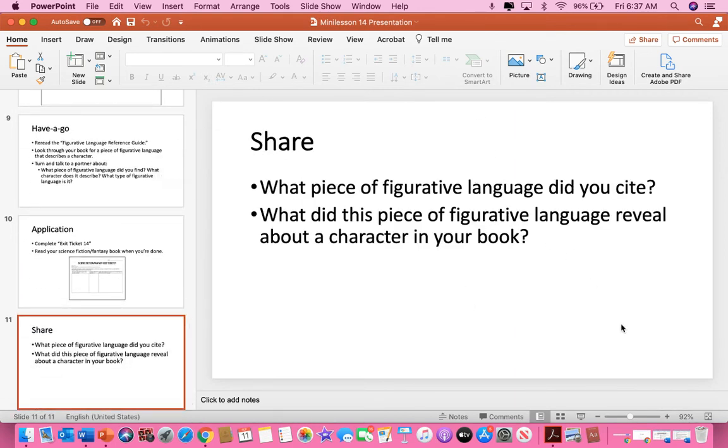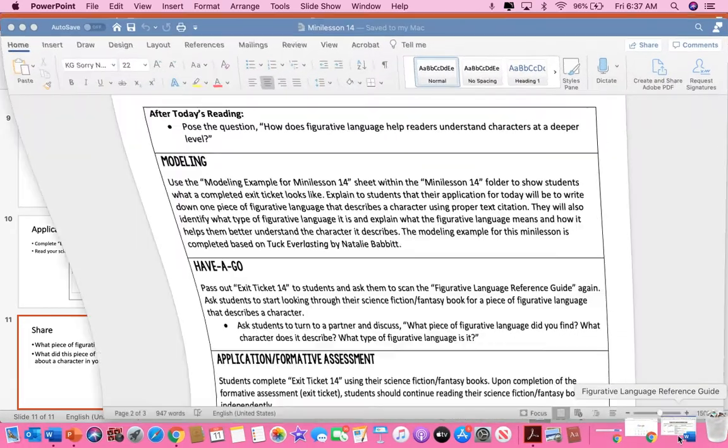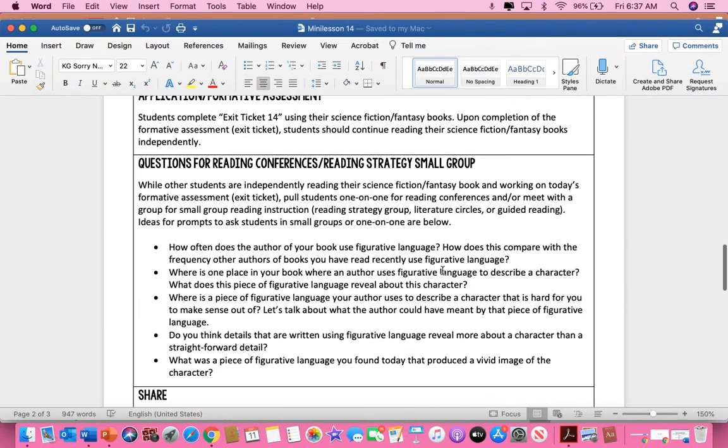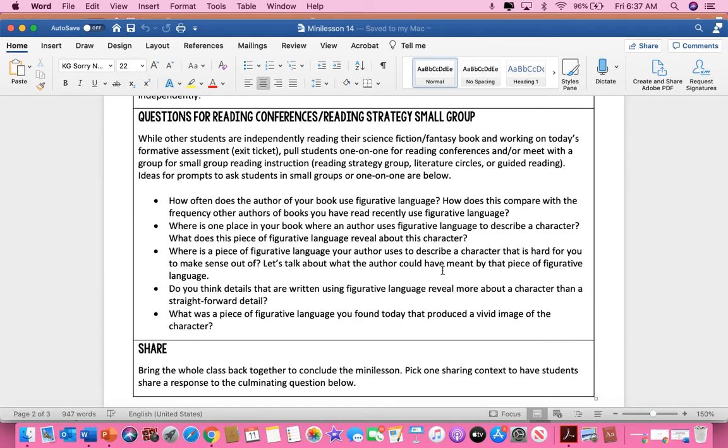One other thing I wanted to point out to you that is included would be the questions for reading conferences or reading strategy small groups. So if you do one-on-one reading conferences with students or you do reading strategy small groups or guided reading, literature study, that kind of thing, there are some extra prompting questions that you can use that are specific to this mini lesson.